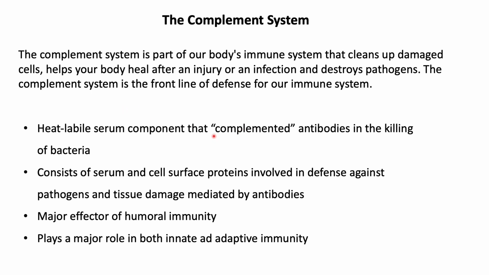It is named the complement system because it was first identified as a heat-labile serum component that complemented antibodies in the killing of bacteria. It consists of serum and cell surface proteins involved in defense against pathogens and tissue damage mediated by antibodies. It's a major effector of humoral immunity and also plays a major role in both innate and adaptive immunity. In short, the complement system is a series of events that occur to guide the antibodies to destroy pathogens.